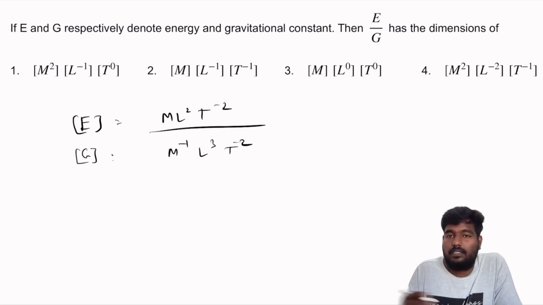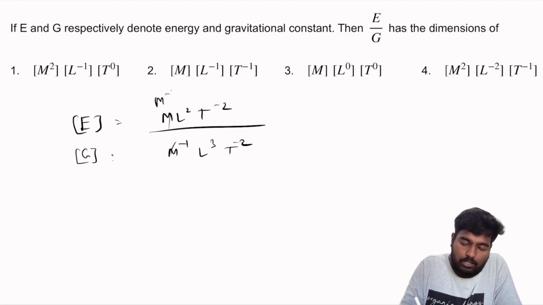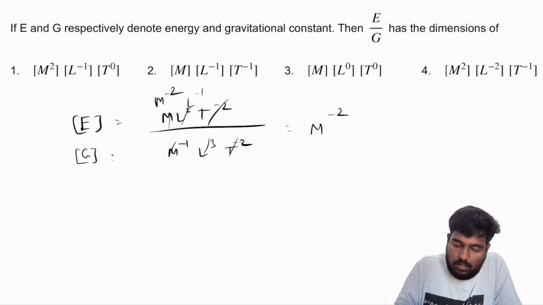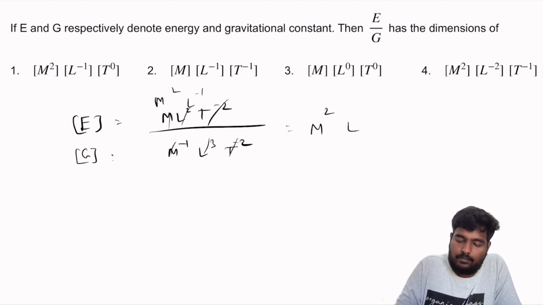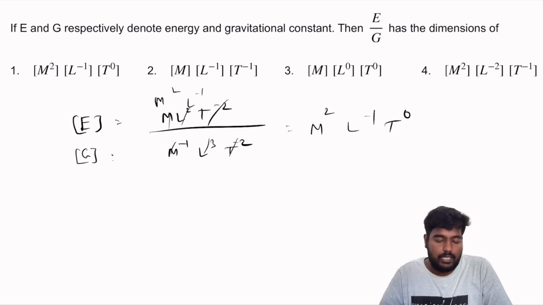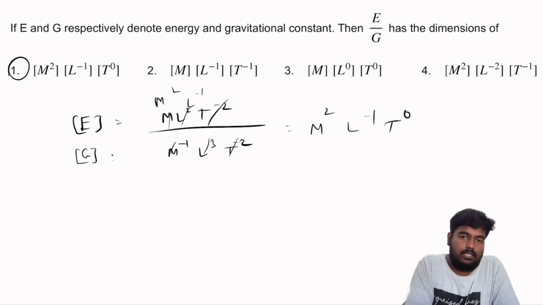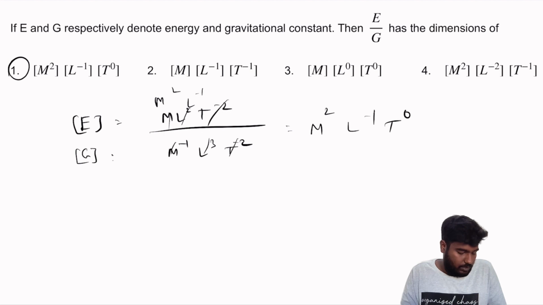What they're asking, if you divide E by G, so m and m inverse, you will get m power 2, not minus 2. L square and L cube, you will get L inverse. You will not have t, so t power 0. So m square L inverse t power 0. I think that is the right answer.